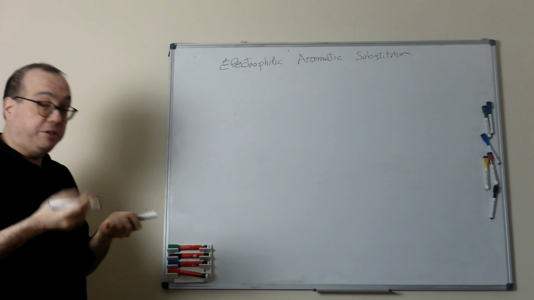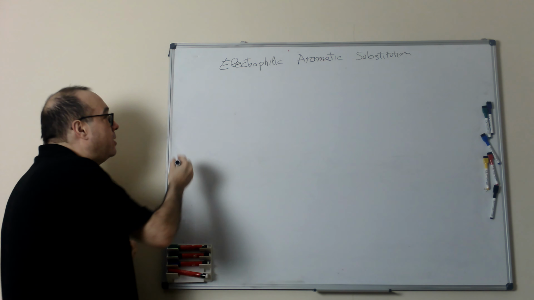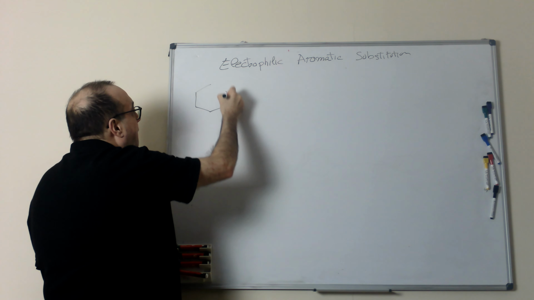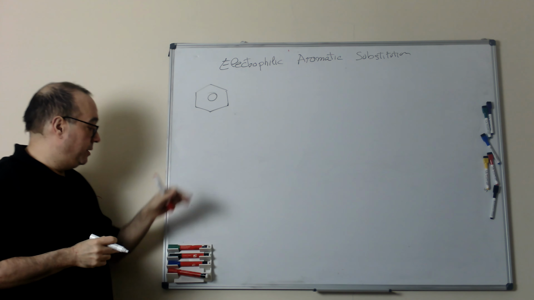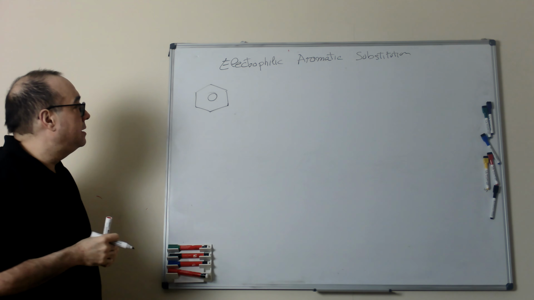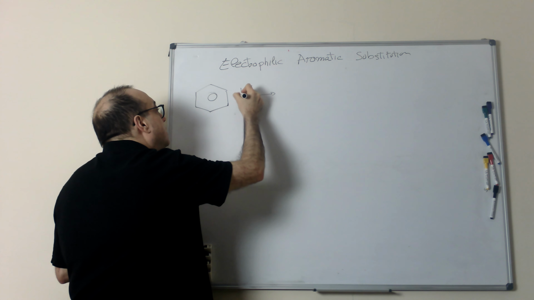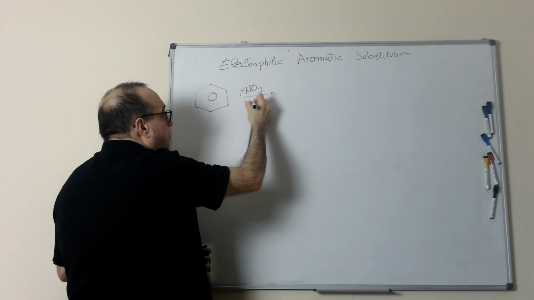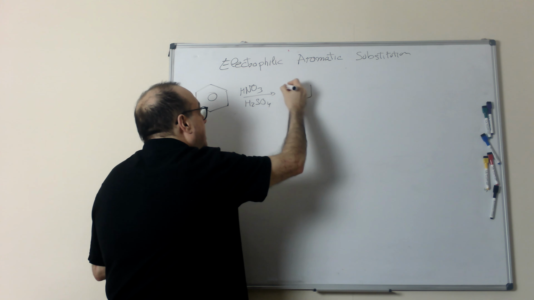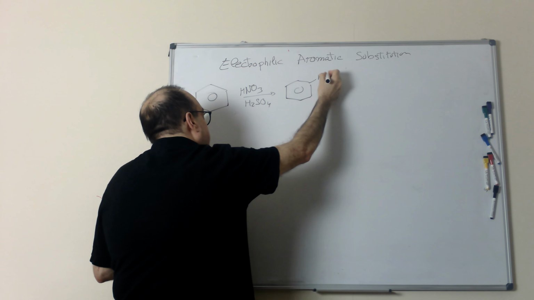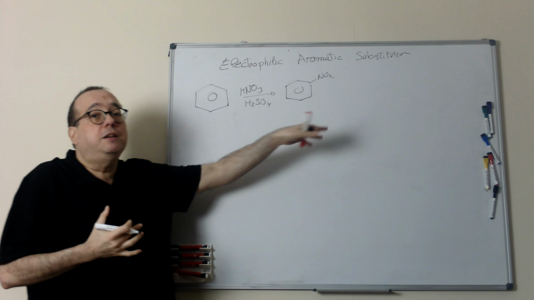Okay, electrophilic aromatic substitution. We can do an exercise to remember. We have the benzene ring, and the typical reaction is we add nitric acid and sulfuric acid, and what we get is the nitration. Okay, this is a typical electrophilic aromatic substitution in the benzene.